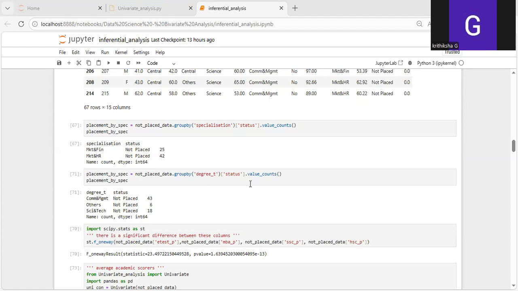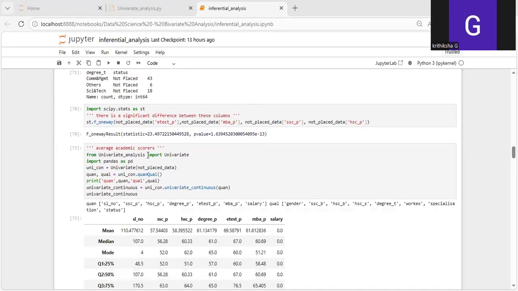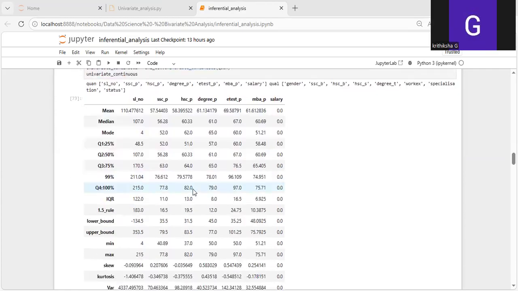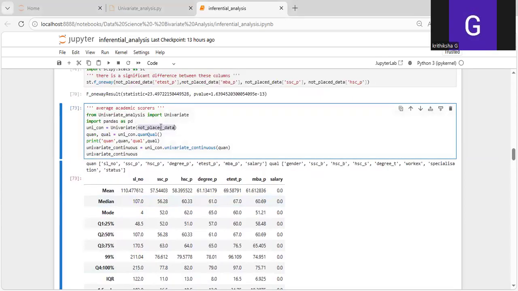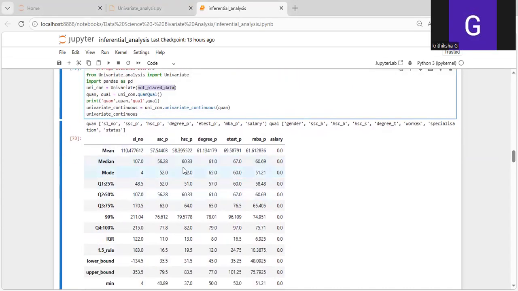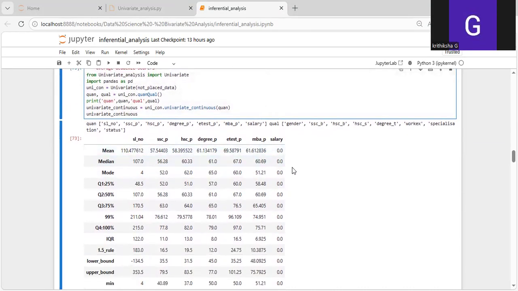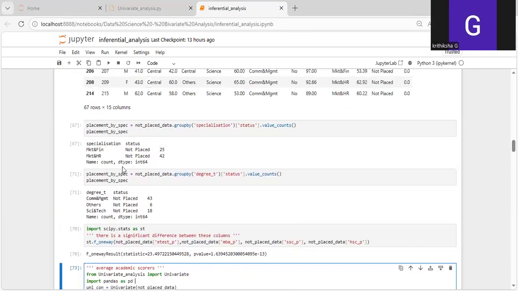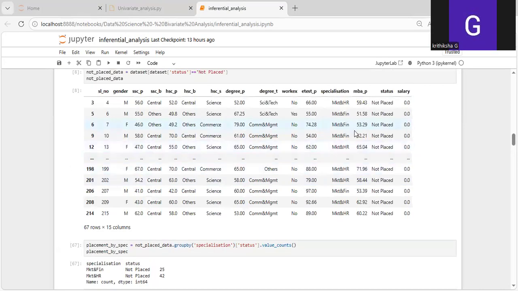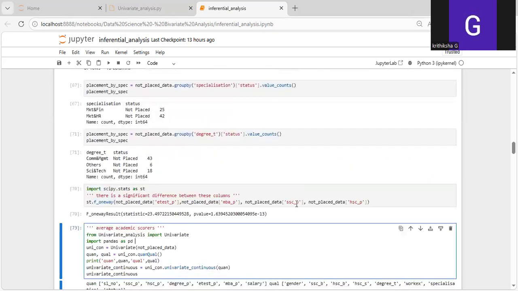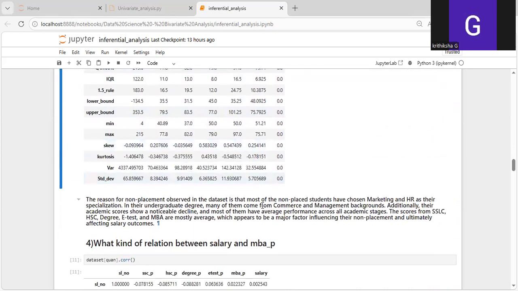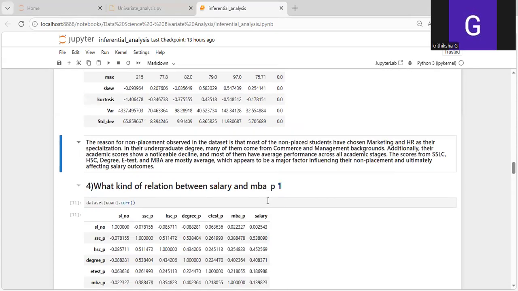And in degree, they have chosen commerce and management. And another thing, I've analyzed if there is a significant difference between the marks. In the univariate analysis of the not placed students, most of the students have taken average marks, so average academic scores. So due to the average academic scores and the specialization they have taken, that might be the reason they have not placed. So that is actually the reason, and I have explained that here as well.